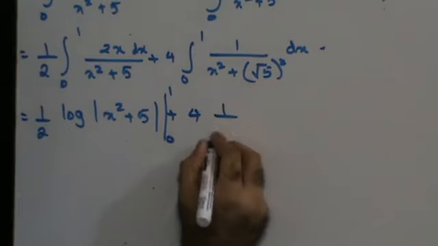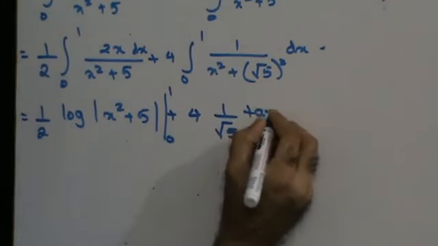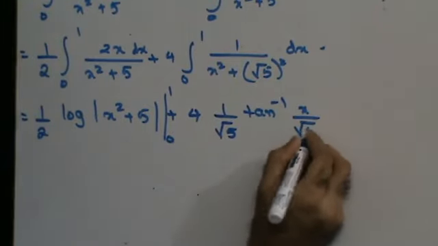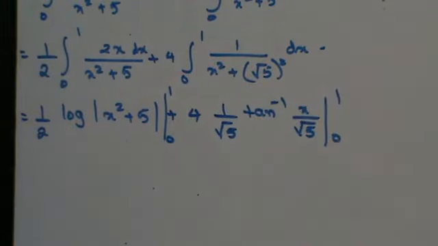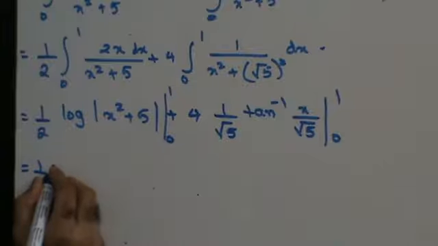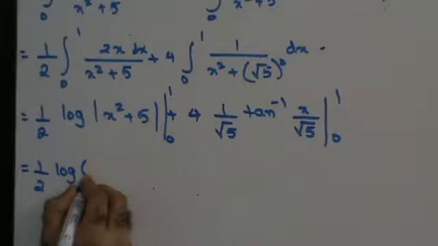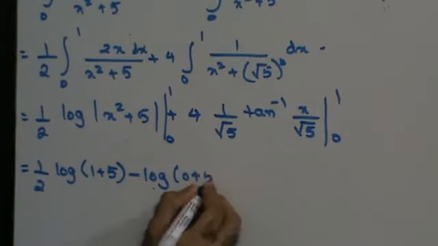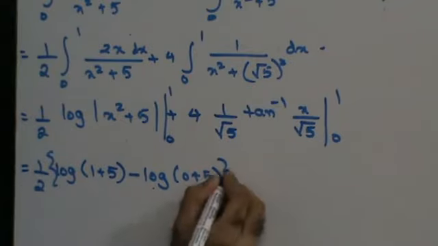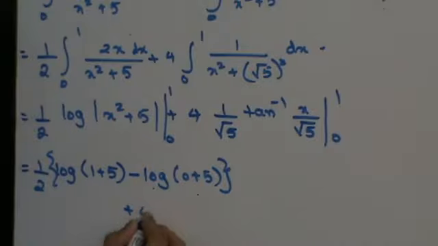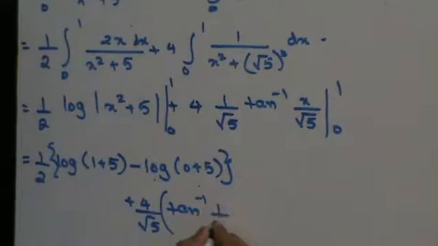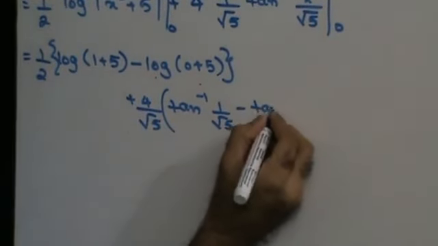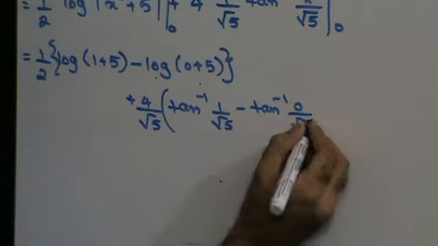So 1 upon a tan inverse of x by a, when the limits are between 0 to 1. So this is going to be equal to 1 by 2, upper limit minus lower limit, log of 1 plus 5 minus log of 0 plus 5, plus 4 upon root 5 tan inverse of 1 by root 5 minus tan inverse of 0 by root 5.